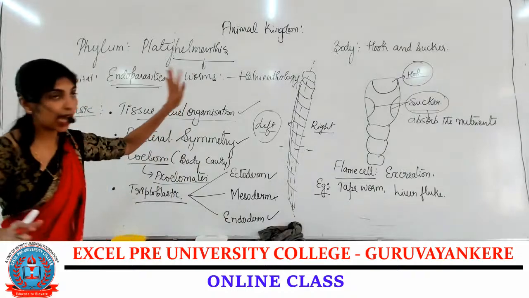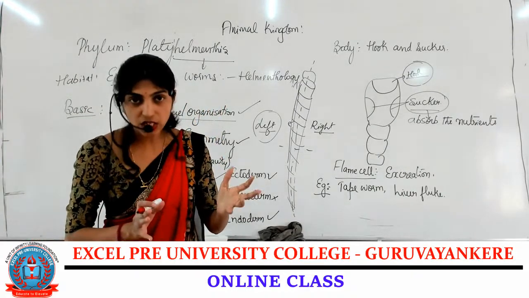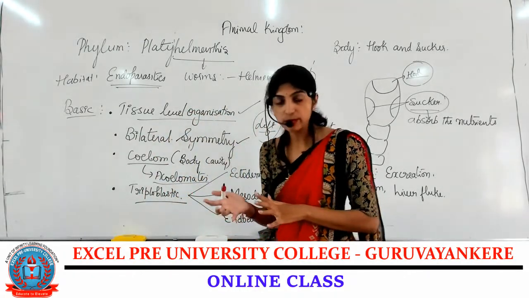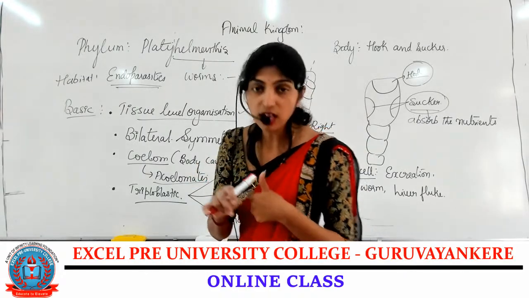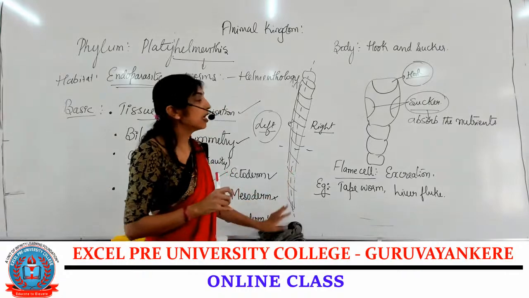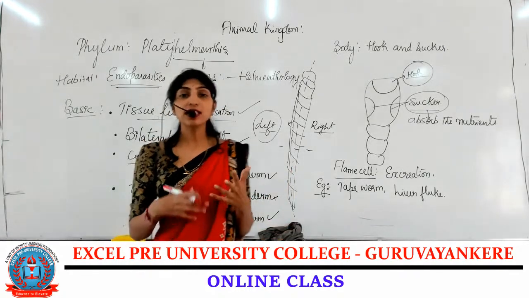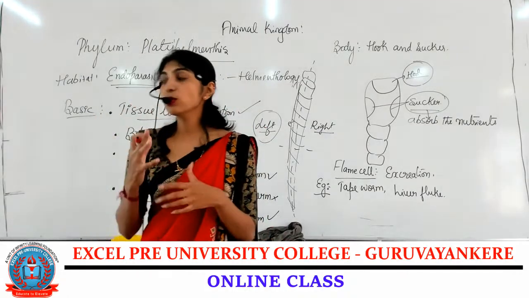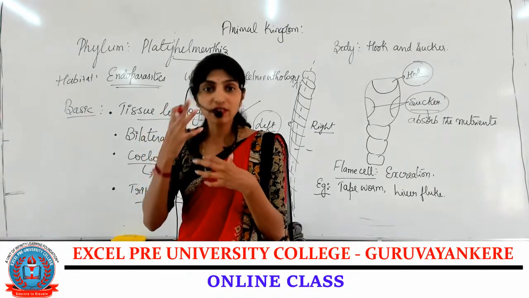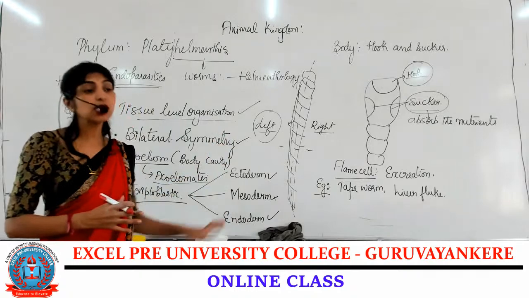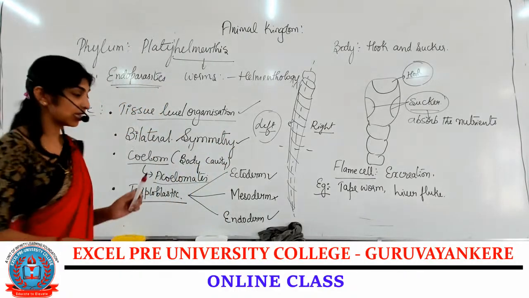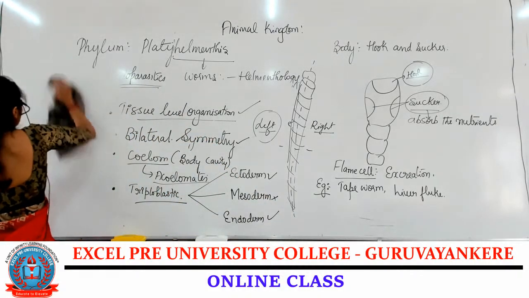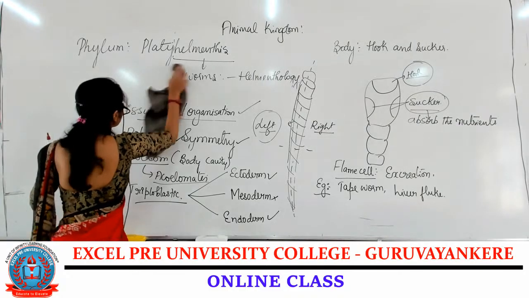I repeat, under the animal kingdom, we have studied the basic classification. Then we are studying how exactly the animals are classified into different phyla, where we have studied phylum Porifera, phylum Cnidaria, and then phylum Platyhelminthes. Coming to the next phylum, a little more advanced and highly differentiated than Platyhelminthes, we have phylum Aschelminthes or Nematoda. Which is the next phylum?